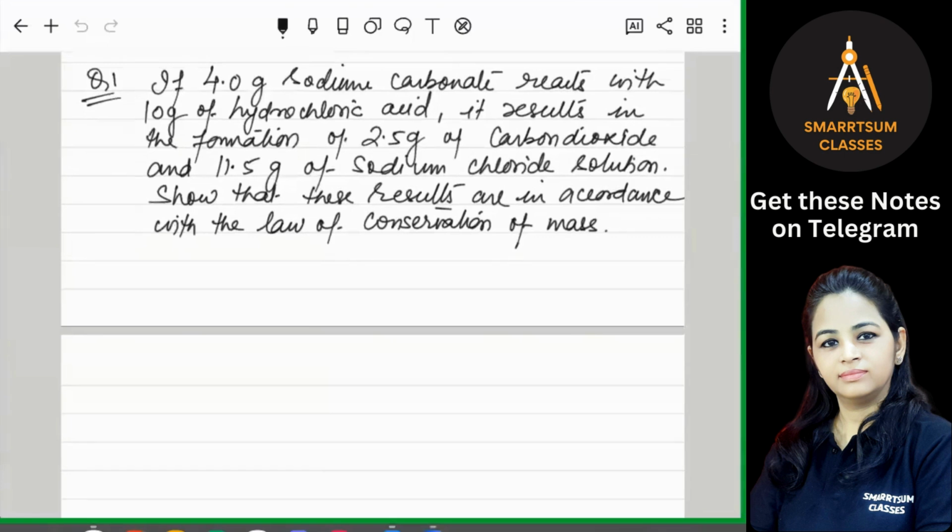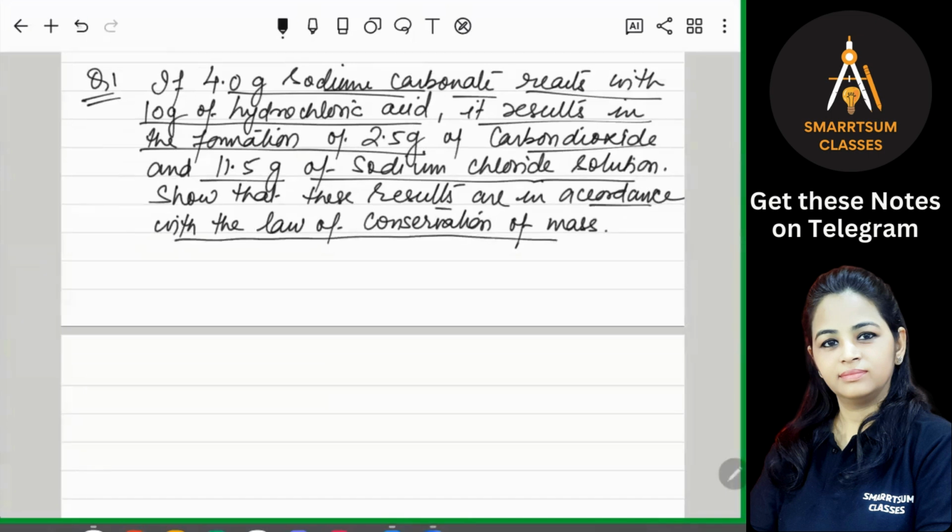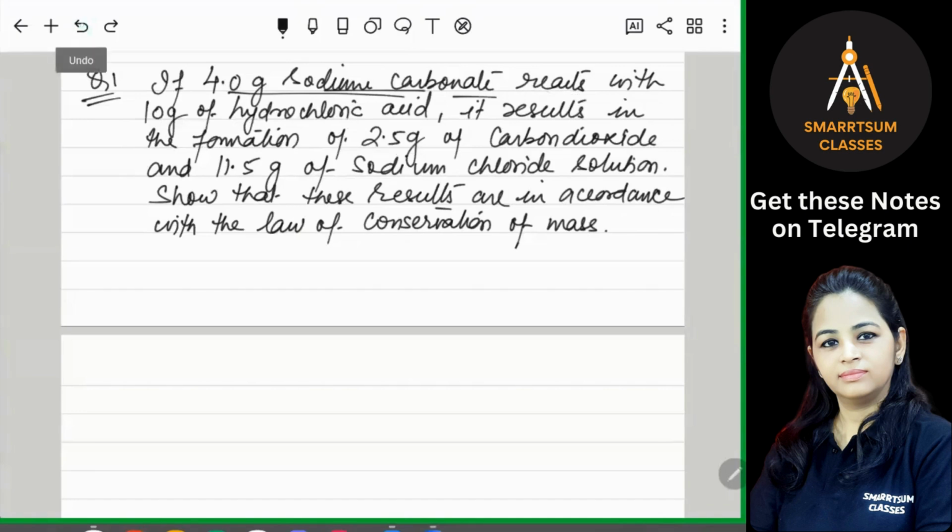Question number 1. If 4.0 gram of sodium carbonate reacts with 10 gram of hydrochloric acid, it results in the formation of 2.5 gram of carbon dioxide and 11.5 gram of sodium chloride solution. Show that these results are in accordance with the law of conservation of mass. So we have to show that this is according to the law of conservation of mass.